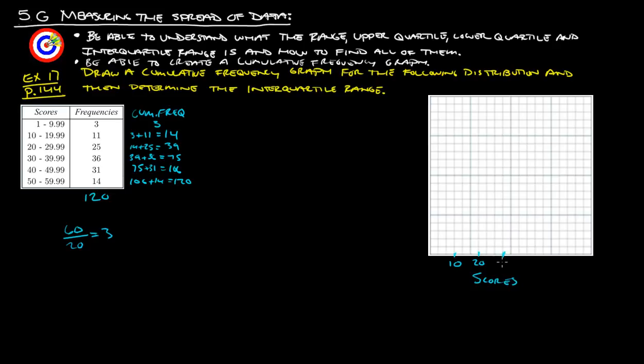So 20, 1, 2, 3. This could be 30, because you really could do, like, say every 2 would be 10, and then 20, 30, but you just wouldn't use as much graph, so I'm going to go by every 3. 40, 1, 2, 3 more is 50, 1, 2, 3 more is 60. Alright?